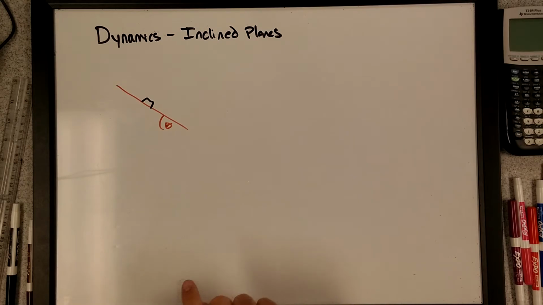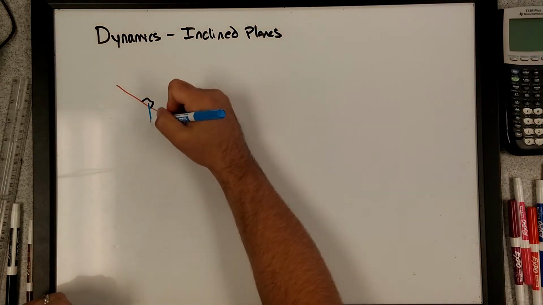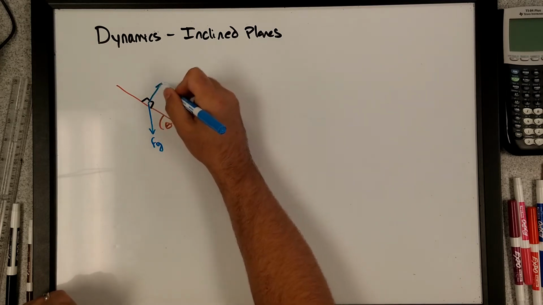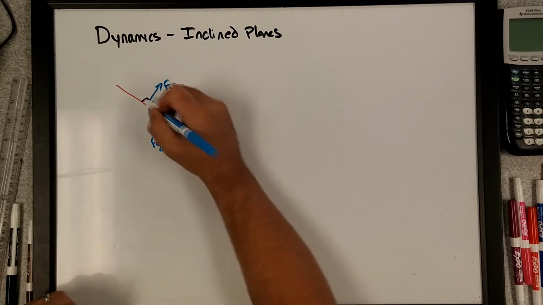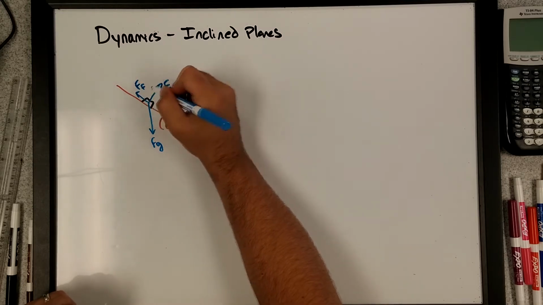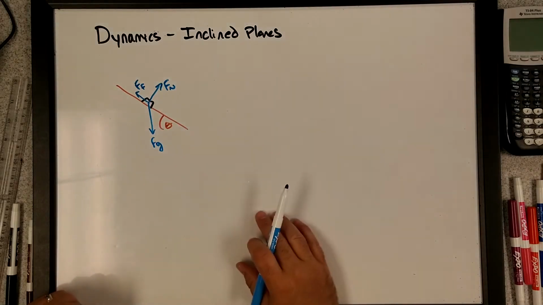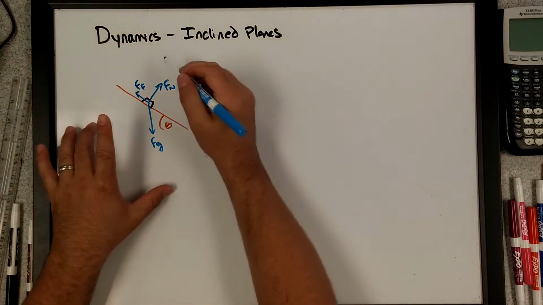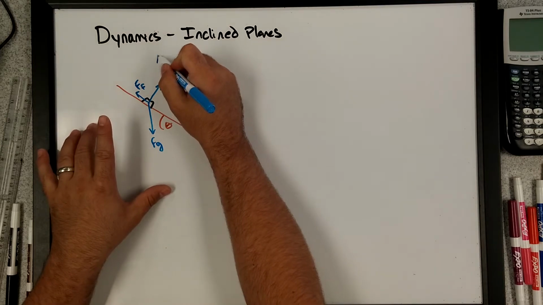So we have the gravity, or the gravitational force, is still down. The normal force is perpendicular. And the friction force is going to be opposing the component of gravity parallel to the plane. This is your basic free body diagram for an object at rest on an incline.